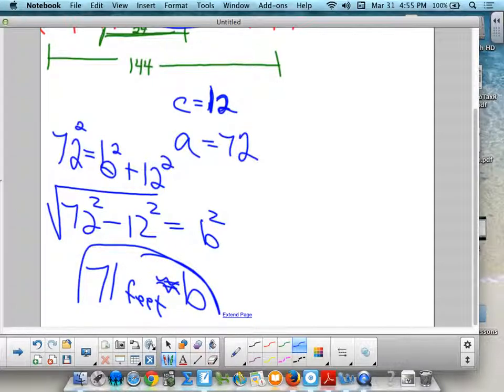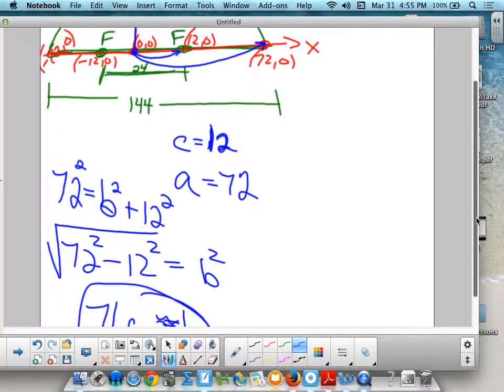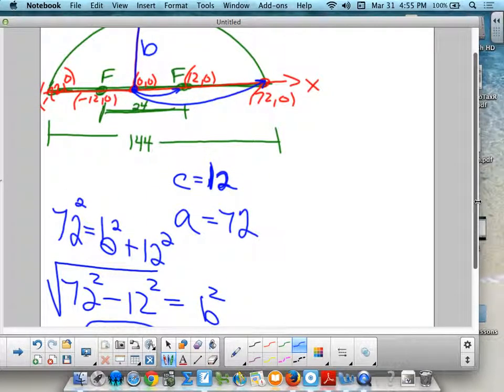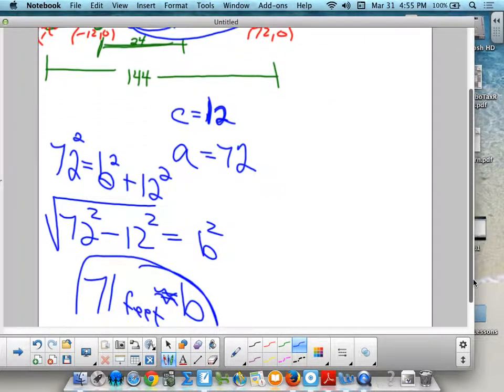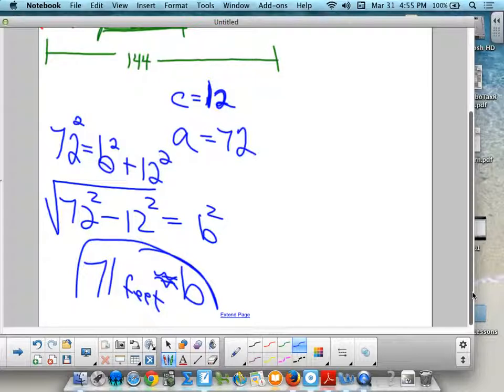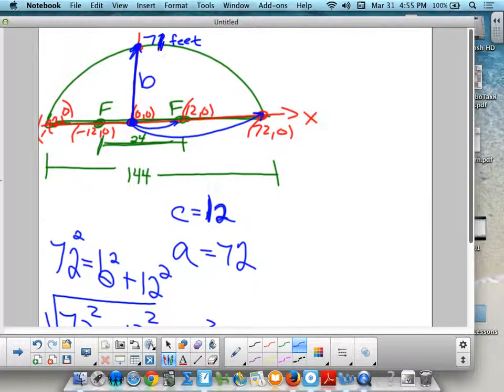That's B. And since B is the minor axis, you go from the center of your ellipse up B, you get 72 feet up. Guys, I think I made a mistake. I think it's 71. Yeah, it's 71. Sorry. The answer is 71. 71 feet high. There's the answer. Woo! We made it.